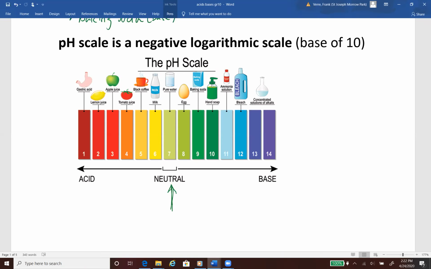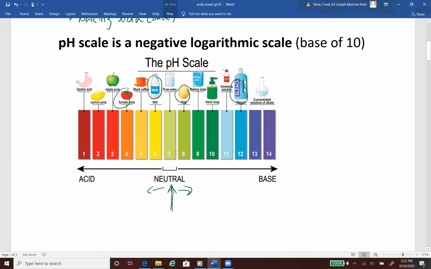It's neutral. If it's below 7, then it's acidic. If it's above 7, then it's basic. So for example, milk is acidic. For some reason, an egg is basic, okay? Tomato juice is acidic. Bleach is basic, all right?